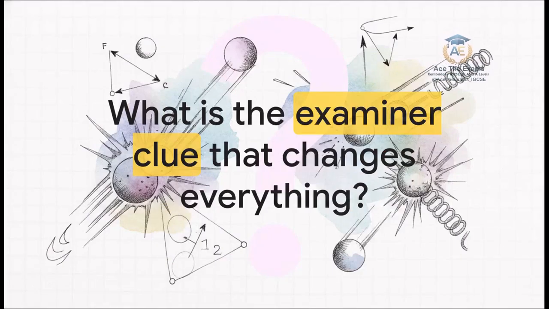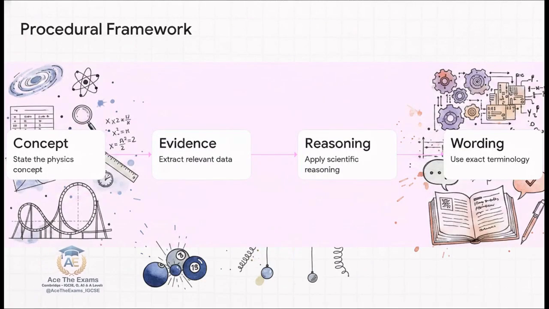Now you might be wondering what specific clue examiners leave behind that changes an answer completely. Well, in just a moment, I'll show you the exact examiner clue that flips the script entirely. But honestly, to actually spot it during a high-pressure exam, you first need a specific framework. Without this framework, the clue is totally invisible, and you're going to find yourself stuck on questions that should have been super straightforward. So here is that procedural framework.